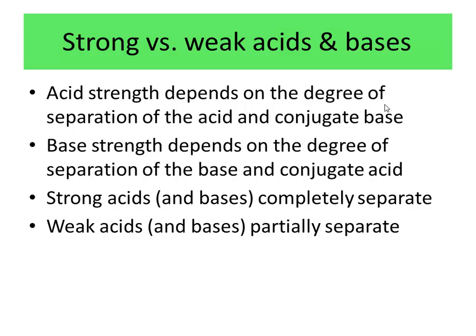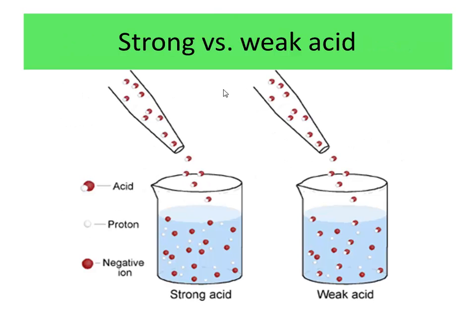So key thing is, here's a diagram. A strong acid, notice the protons, the H pluses. A proton is just an H plus. So just keep that in mind. The protons completely separate from the negative ion or the conjugate base. A weak acid, most of them stay together. So the tendency is for a weak acid and a strong acid of the same molarity, the weak acid is going to have a higher pH. The strong acid is going to be more acidic.